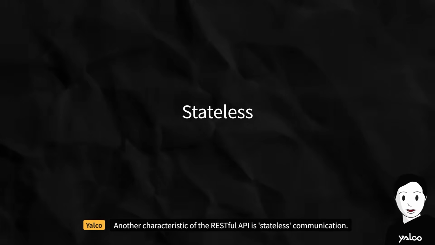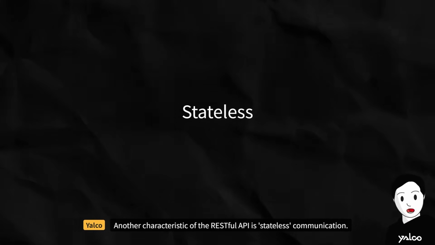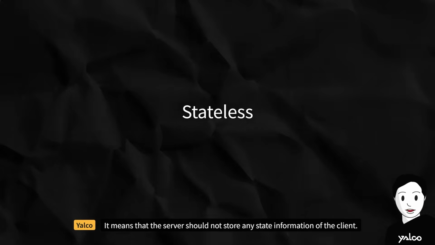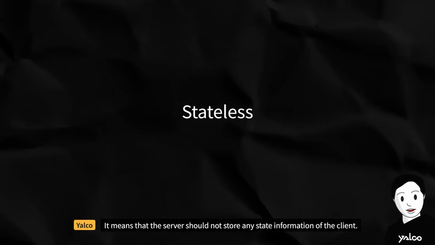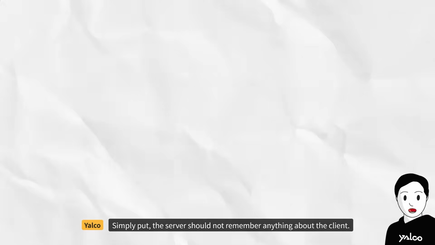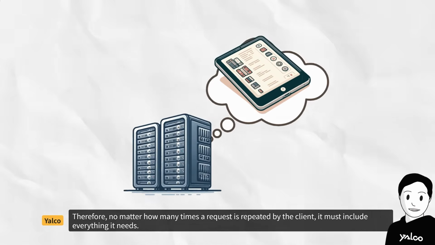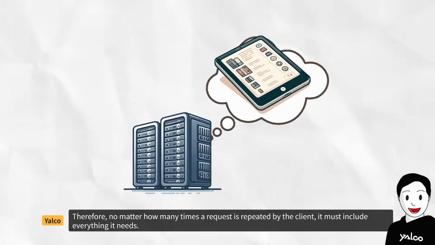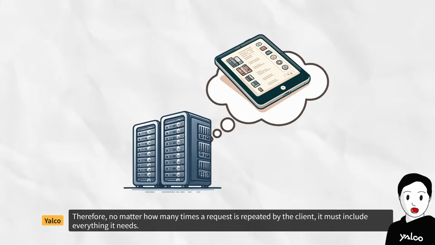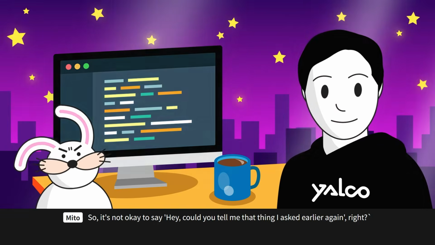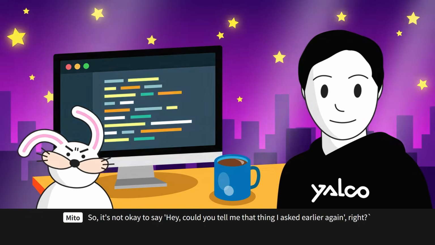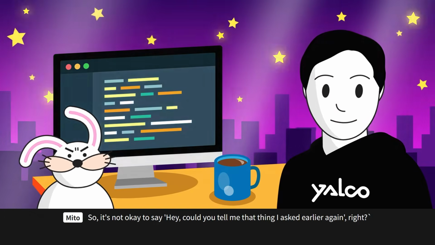Another characteristic of the RESTful API is stateless communication. It means that the server should not store any state information of the client. Simply put, the server should not remember anything about the client. Therefore, no matter how many times a request is repeated by the client, it must include everything it needs. So, it's not okay to say, hey, could you tell me that thing I asked earlier again, right?